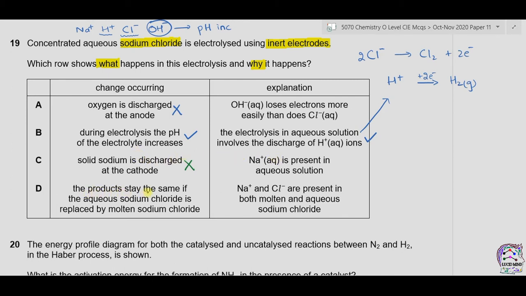D. The products stay the same if the aqueous sodium chloride is replaced by molten sodium chloride. Now in molten sodium chloride, we just have sodium positive ions and Cl negative ions, and the product formed is sodium at cathode while chlorine gas is formed at anode. While in concentrated aqueous solution, hydrogen is formed at cathode and chlorine is formed at anode. So the products are different. D is incorrect. The answer is therefore B.